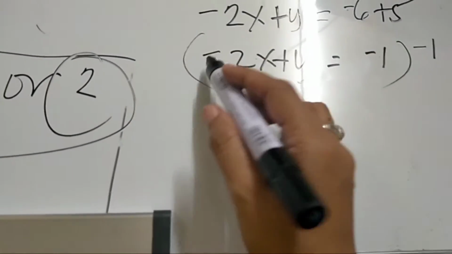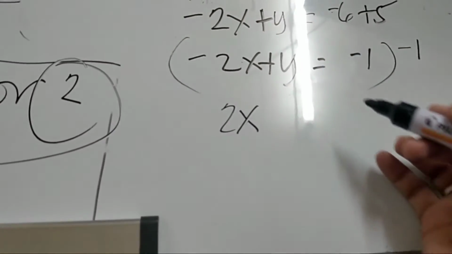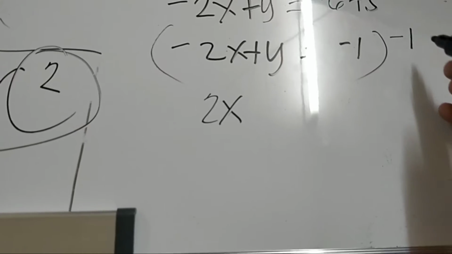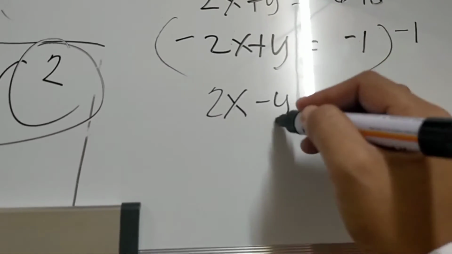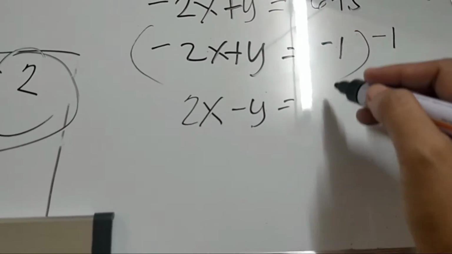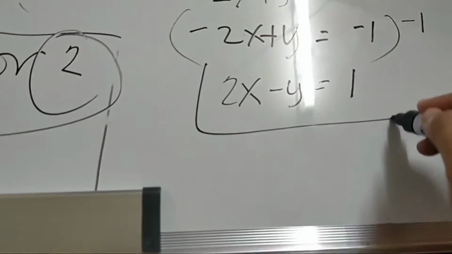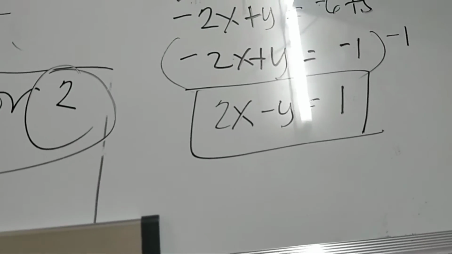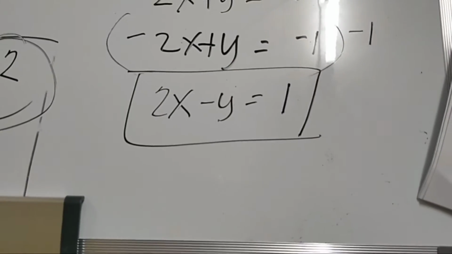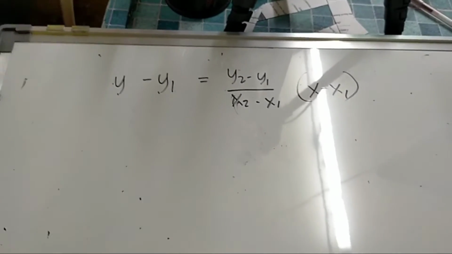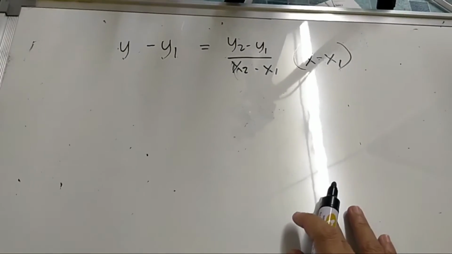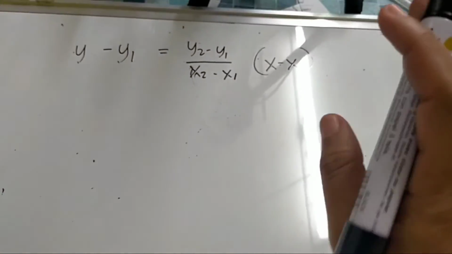Negative 1 times negative 2x is equal to 2x. And then negative 1 times y equals negative y. Negative 1 times negative 1 is positive 1. So the answer is 2x minus y equals 1. Okay, let's have another example using this formula, the two-point form.